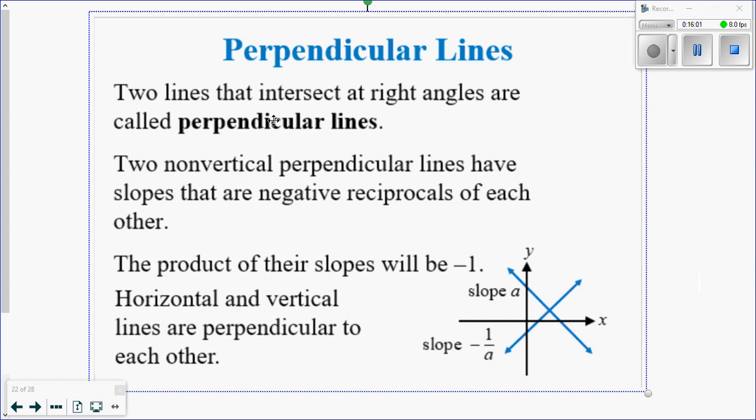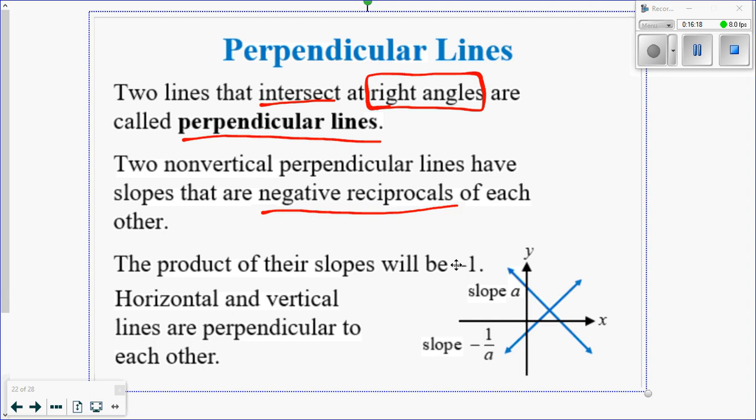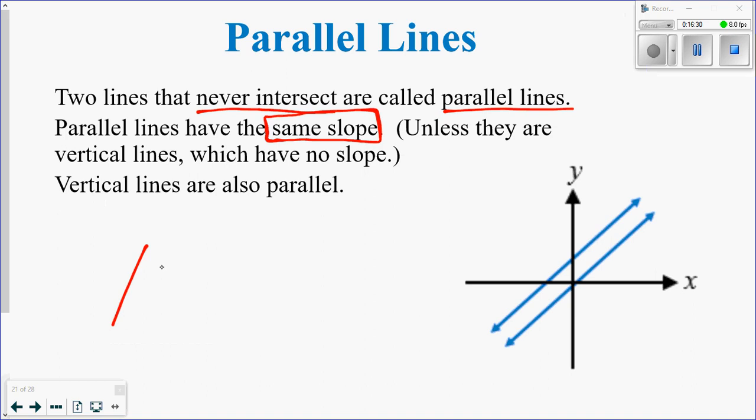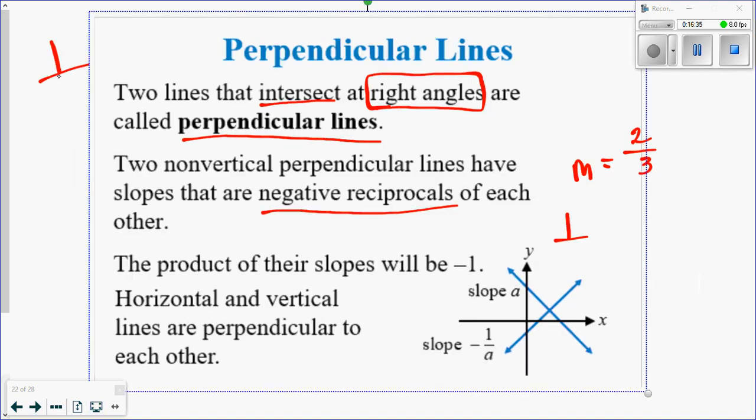Perpendicular lines intersect at right angles. It's important that they are right angles. So perpendicular lines make a right angle. Two non-vertical perpendicular lines have slopes that are negative reciprocals of each other. So for example, if you have one that has a slope of 2/3, then the perpendicular, and this is the symbol for perpendicular, by the way, let me go back here for just a second. This is the symbol for parallel, just like the lines. And then the symbol for perpendicular is an upside down T because they make a right angle. So a perpendicular slope would be -3/2.